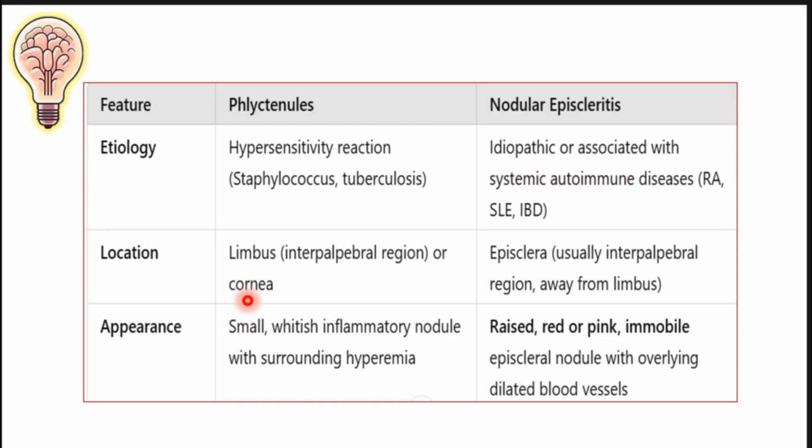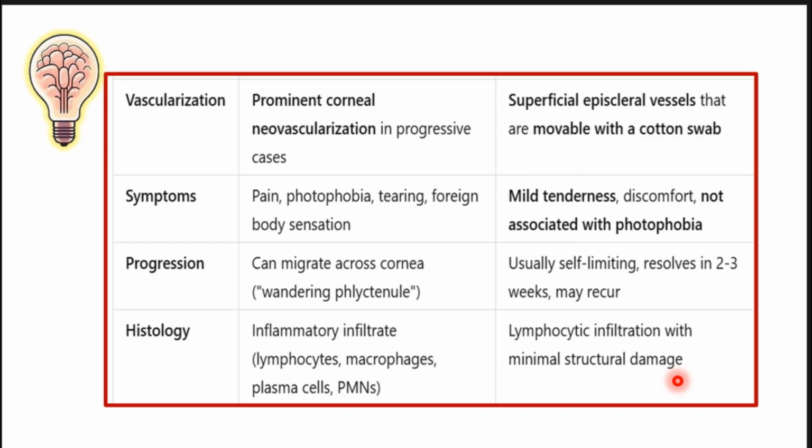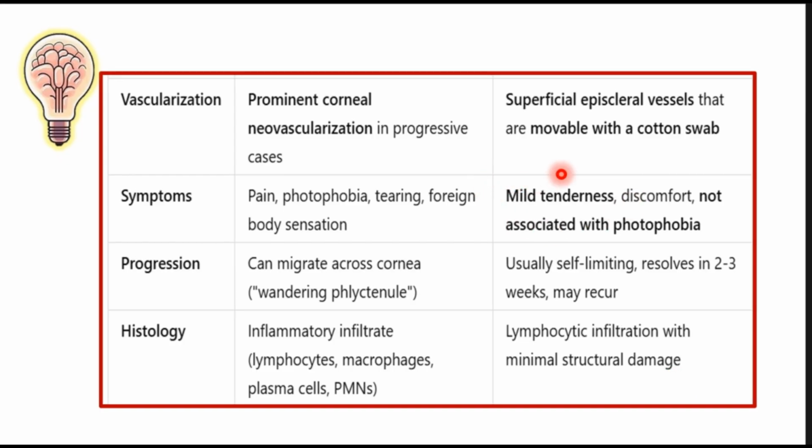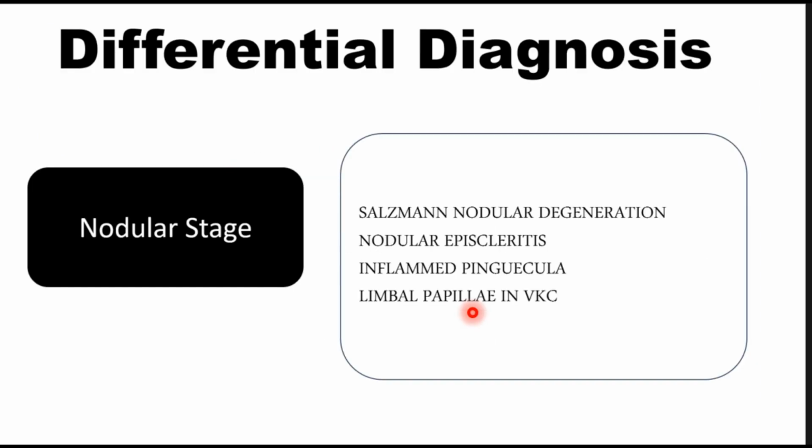So that's important. So these are going to be associated with systemic autoimmune disorders. So patient will have either rheumatoid arthritis, SLE or inflammatory bowel disease. Usually you are going to see them on episclera. They will have a slightish pinkish hue to them. So an episcleral nodule will have a pinkish hue with overlying dilated blood vessels. So that is important. Also, what is important is that in nodular episcleritis, mild amount of tenderness and discomfort will be associated along with photophobia. Okay, whereas in case of conjunctival phlyctenules, the symptoms will be on the milder side. So that is one important differentiating point.